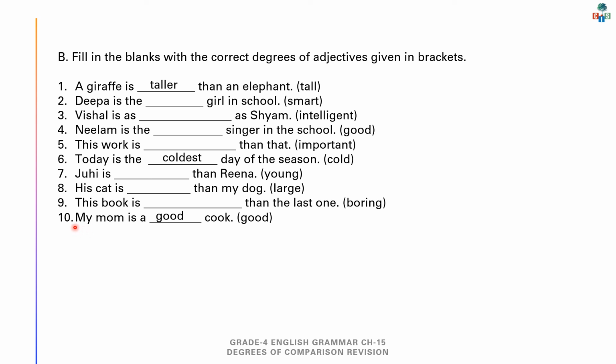Now last, 10th one. My mom is a dash cook. Now here I am not comparing my mother with any other person. And I have not used the word than or the. So, the adjective good will remain as it is. My mom is a good cook. So, children, try to do these blanks, and if you have any doubt, go through the table which we discussed in this video and in our previous video also.